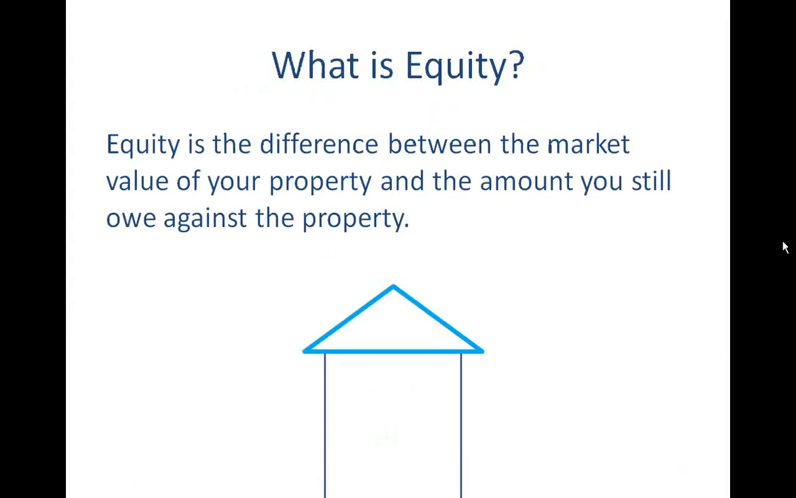So what is equity? Well, in simple terms, equity is the difference between the market value of your property and the amount you still owe against the property. So in this example, we have a property that is valued at $500,000. It currently has a loan against it of $300,000. So the equity position in this example is $200,000. So that's a very straightforward version.